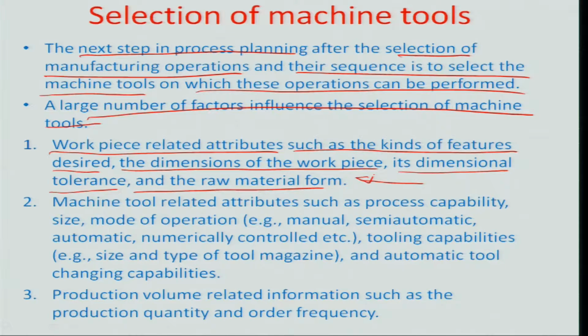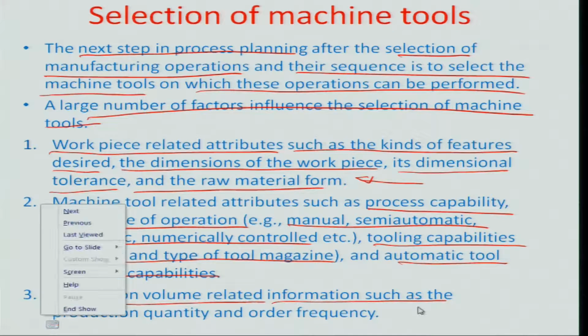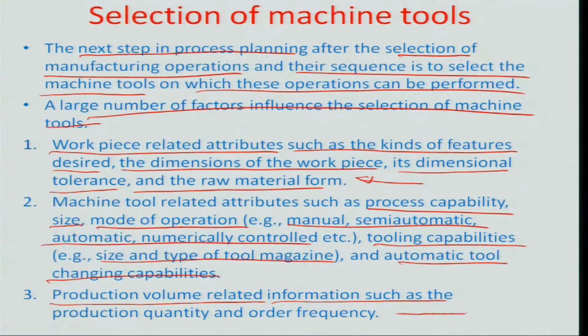Machine tool related attributes such as process capability, size, and mode of operation, whether it is a manual, semi-automatic, automatic or numerically controlled machine, and tooling capabilities such as the size and type of tool magazines, or automatic tool changing capabilities, are again some of the determinants for selection of machine tools. And then finally the production volume related information: whether the machine would be able to meet the production quantity requirements or the order frequency requirements. That is a big issue which needs to be taken care of while selecting machine tools.